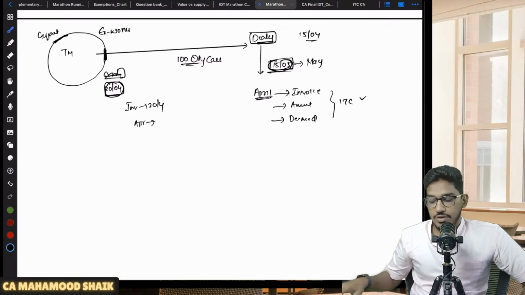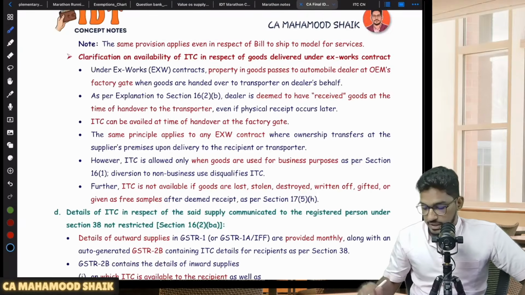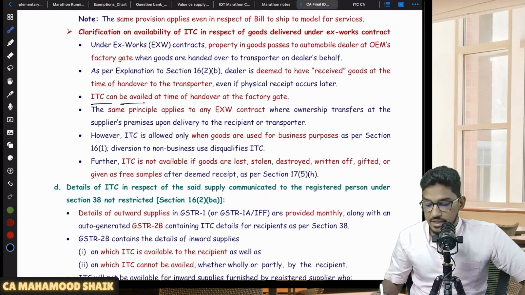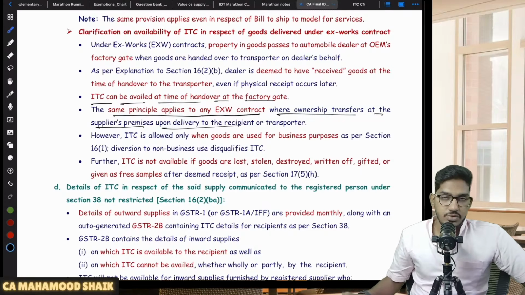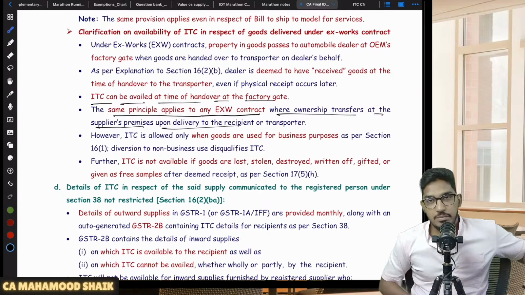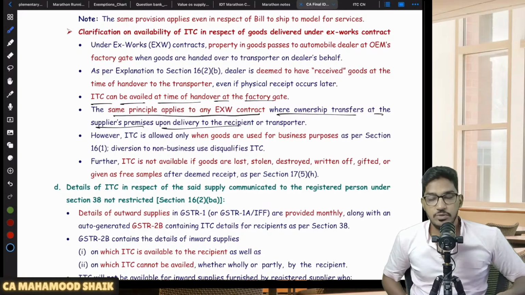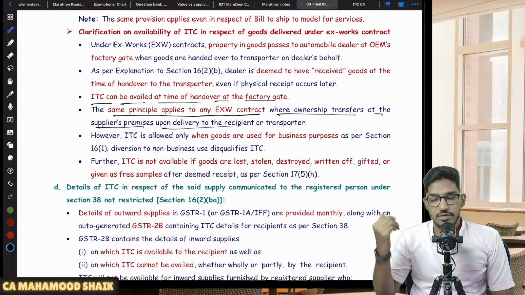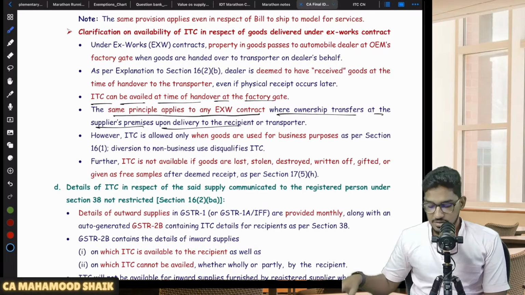Okay, so this is what the circular has told. If I have to give a one line summary of this circular: ITC can be availed in case of ex-works contracts at the time of handover at the factory gate. The same principle applies to any ex-works contract where ownership transfers at the supplier's premises upon delivery to the recipient or the transporter. In case the contracts are ex-works or ex-factory, whenever the goods are made available at the factory gate, either to the transporter or the recipient, at that time the goods would be deemed to be received, and at that point of time itself you become eligible to avail the input tax credit.